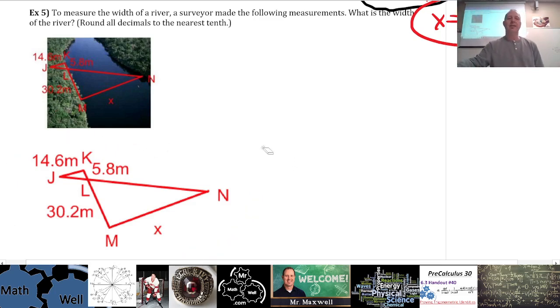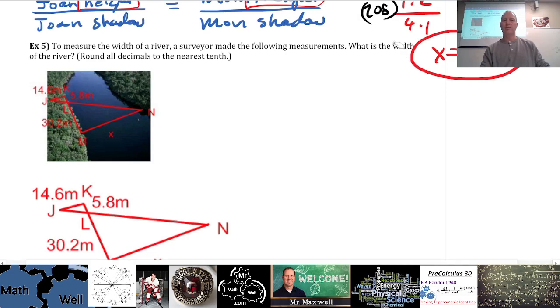So here's an example. Remember the situation I described yesterday where you have a river and points on either side of the river, and if you know certain information, you can calculate distances across spans that are impossible to just take a tape measure and walk across, right? You can't just walk across the river with a tape measure and measure the opposite side. So you can use math to help you figure some of this out if you know some important information. So to measure the width of a river, a surveyor made the following measurements. What is the width of the river?